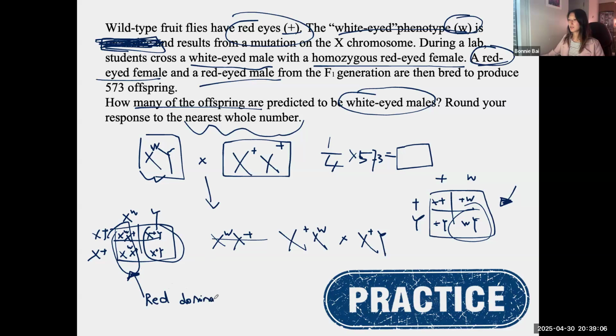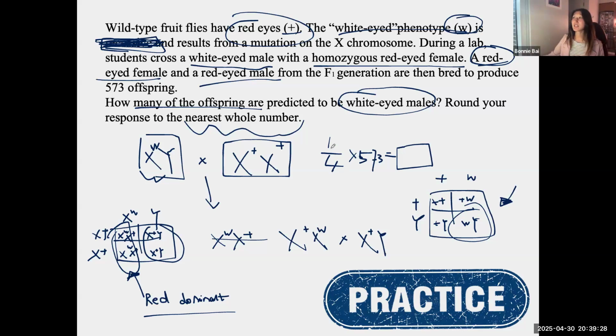Good catch. Okay, so this question supposedly told you that white eye is recessive. Oh wait, yeah, no. I read it backward. White eye is recessive, red eye is dominant. Yeah, that's fine. Yeah, we're good. We're good.